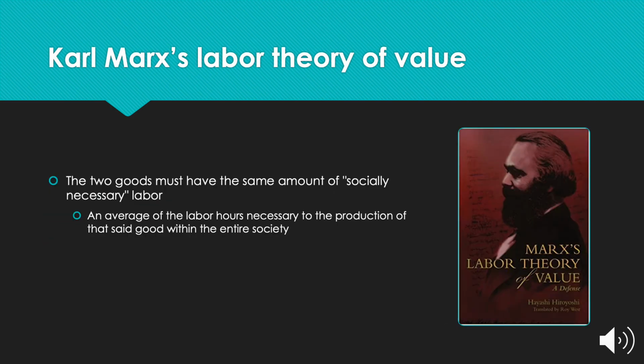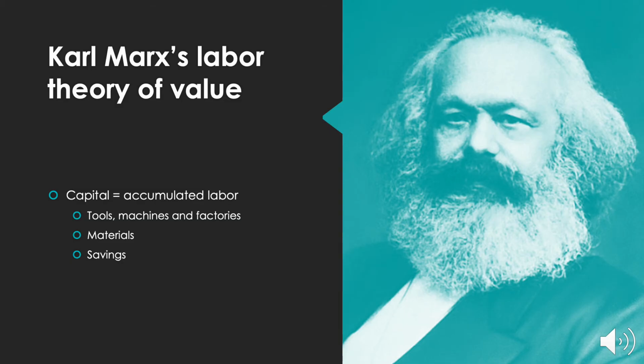For Marx, however, it was not enough for two goods to have an equivalent amount of labor. For him, the two goods must have the same amount of socially necessary labor. So what it means is that it's an average of the labor hours necessary to the production of the said good within the entire society. Karl Marx sometimes described capital as accumulated labor because it is the result of labor done in the past, and it has become embodied in the form of tools, machines, and factories, in the form of materials, and also in the form of savings. So the capital equals the means of production.